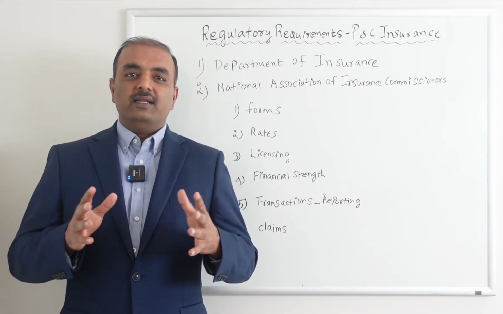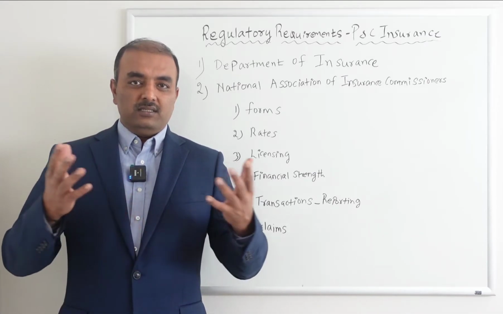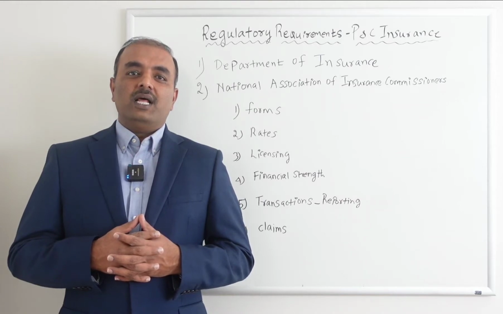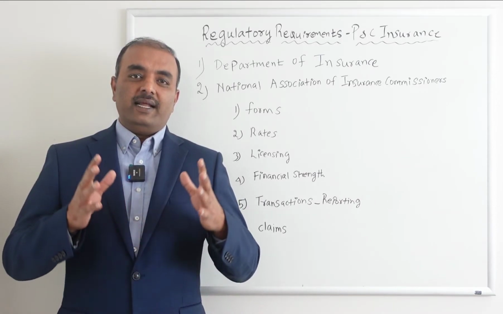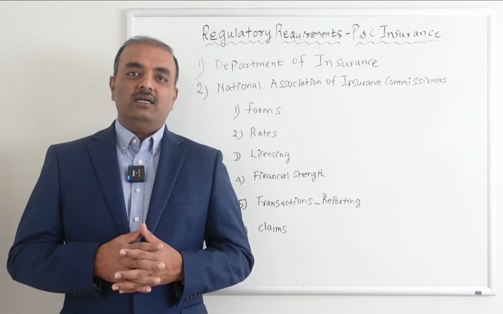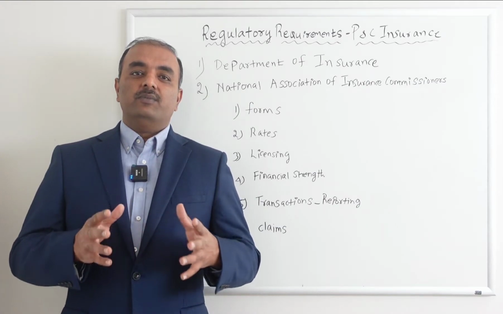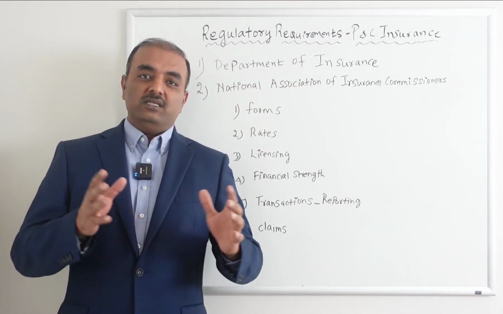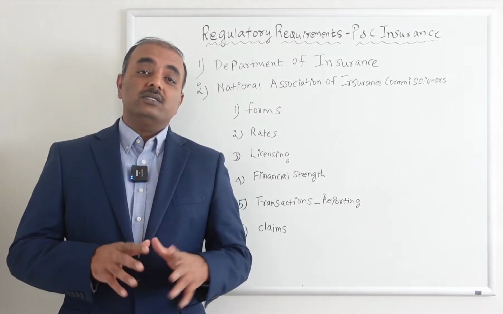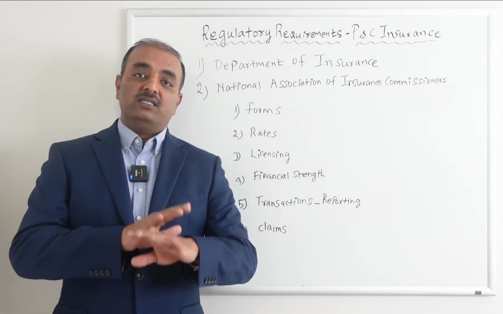When I say regulatory requirements, say if you have an insurance company and you are running a business. Now what happens is the government wants to make sure that you are running it as per the rules and regulations and you are capable to run the business. So they have set up a department of insurance as a separate entity, and you have a commissioner, insurance commissioner, who will oversee your insurance business. Not only your insurance business, across the state.